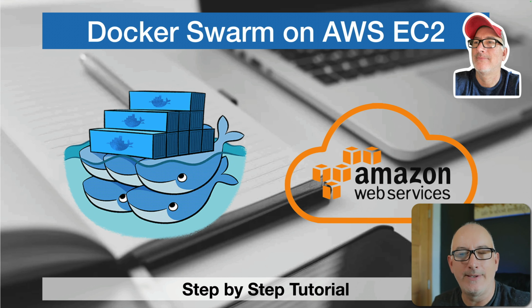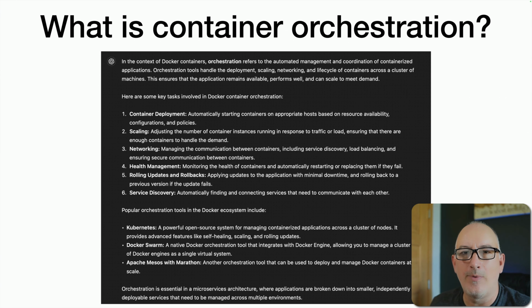Okay, before we dive into the technical details, let's take a high-level look at what we're talking about. First of all, what is container orchestration or just orchestration? I used ChatGPT to generate this response, but generally, orchestration is a combination of tools that allow us to deploy, scale, network, and just manage the lifecycle of our applications.